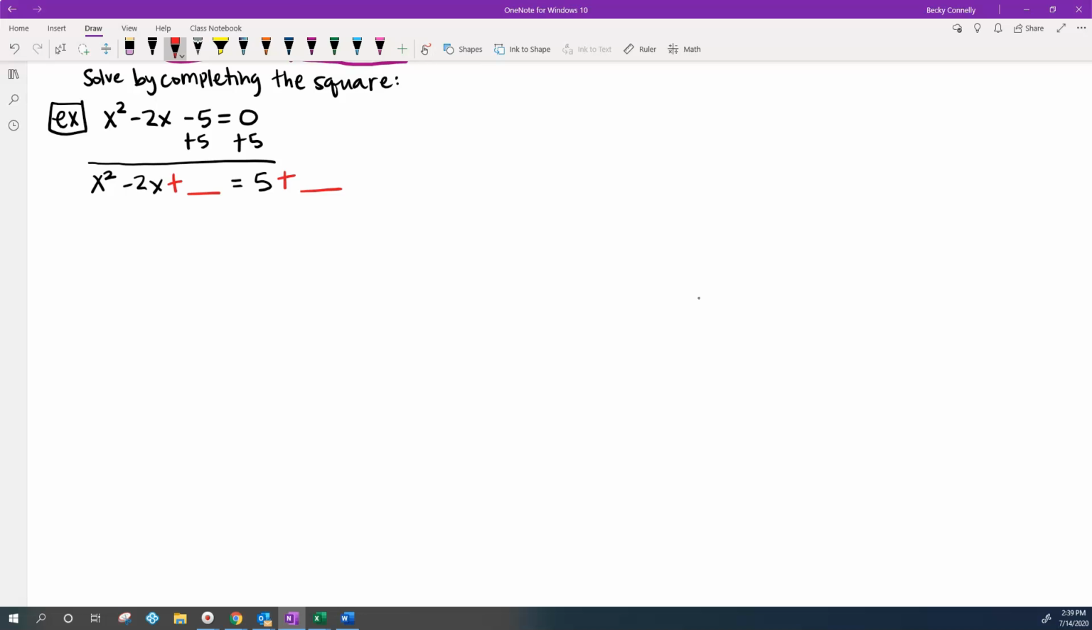So notice that the first thing I did is I started by adding that constant term over to the other side. And then on the next step, I put in the blanks that I'm going to need to fill in with that completing the square part. Okay, so can somebody tell me what number is going to go inside my blanks here? How do we figure that out? It's 1. Okay, positive 1. How did you get that?